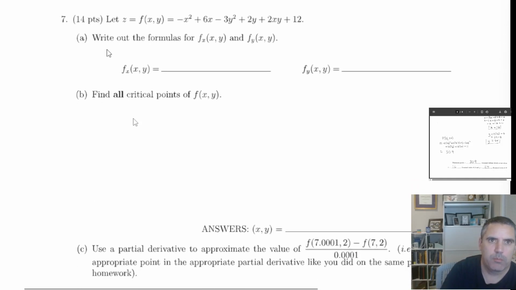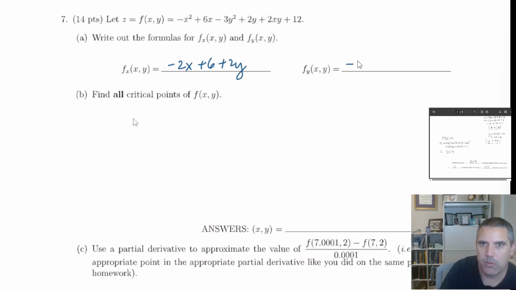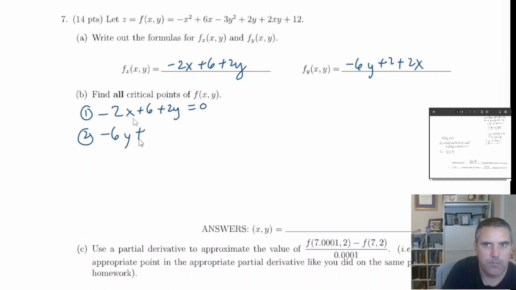What's this one about from another old exam? Partial with respect to x, negative 2x plus 6 plus 2y. Partial with respect to y, negative 6y plus 2 plus 2x. Find the critical point, so we want to know when both these things are equal to 0. This one and this one. So let's simplify one of them. How about the first one? This is one you also could add, incidentally, but we'll move everything over.